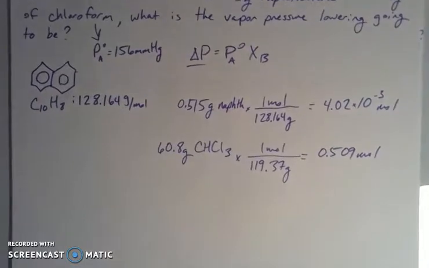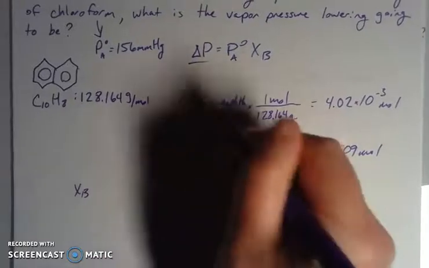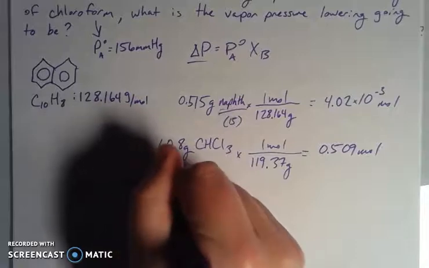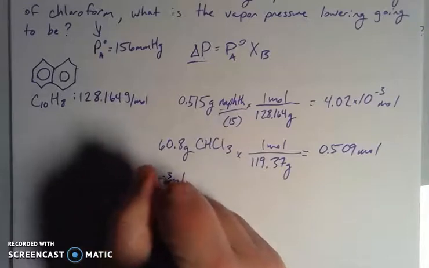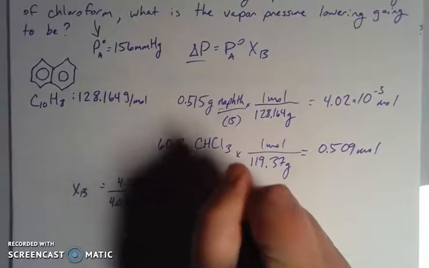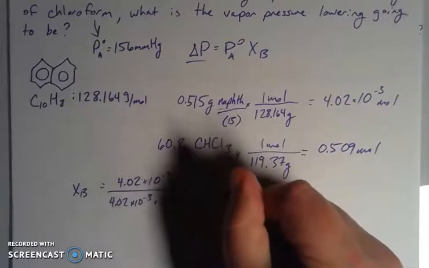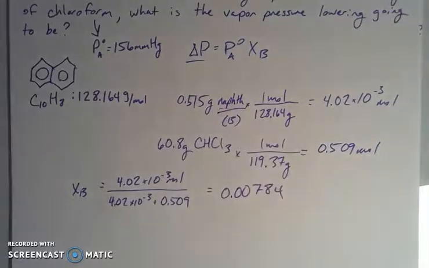All right, so my mole fraction is going to be equal to, for B, which in this case is my naphthalene, I need to take my number of moles of naphthalene over the total number of moles. And that'll give me some sort of ratio here. So my total number of moles doesn't change all that much. It just ends up being 0.513. And so my ratio ends up being 0.00784. That's my mole fraction of my solute.